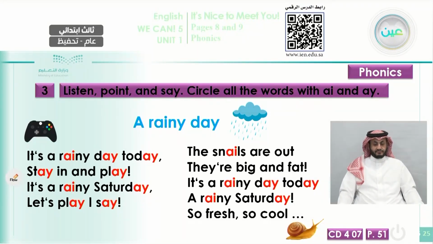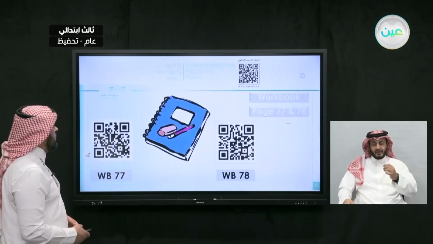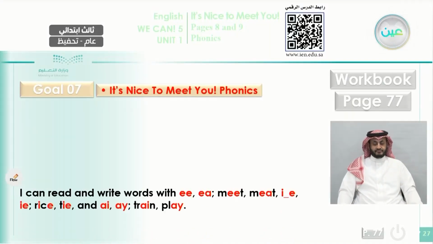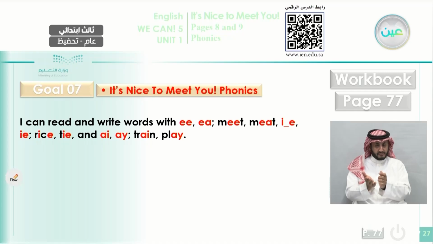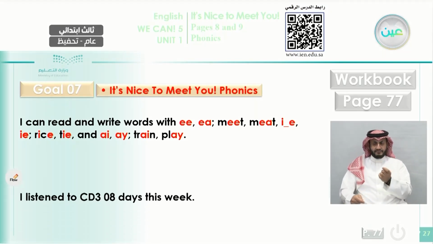So fresh, so cool. Okay, you can listen to this again. If you go to the QR and scan it, you will hear it in another sound or another voice. Now we move to the workbook section also. Now, but we check if we achieved the goals or not. If not, we can answer some exercise. Can you read and write words with EE, EA as in meet, I and the smart E, IE as in rice and tie, and AI, AY as in train and play? If you can do that, that's excellent.